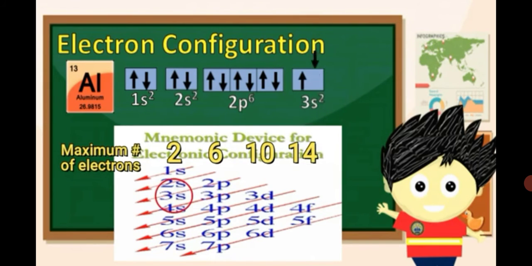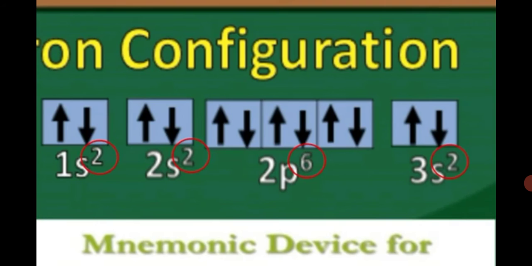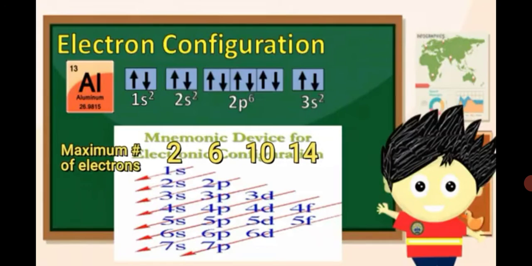Kasunod ay 3s2. Bago tayo tumuloy, i-add muna natin lahat ng mga naka-superscript. Ngayon, ito ay may 12 electrons na at nagtapos sa 3s2. Mapapansin natin na isang electron na lamang ang kulang nito upang ma-fulfill ang 13 electrons. Balikan natin ang mnemonics. Mapapansin na natin na ang sunod sa 3s ay 3p. At ang p sublevel ay may maximum number of 6 electrons. Ibig bang sabihin nito ay 6 na agad automatically ang ilalagay natin na number of electrons o sa superscript nito? Ang sagot ay hindi.